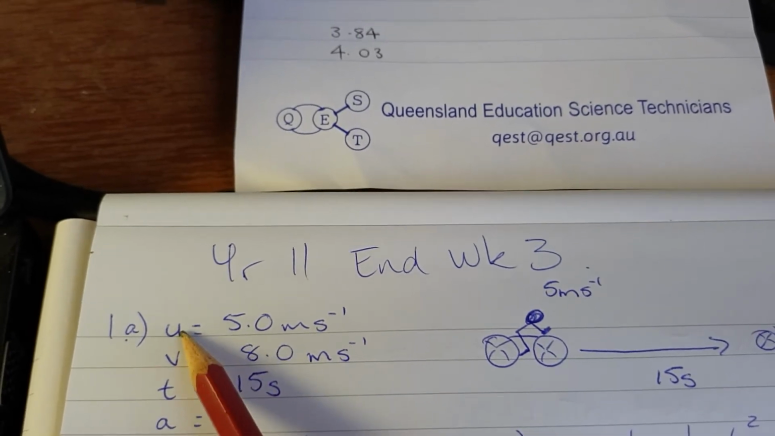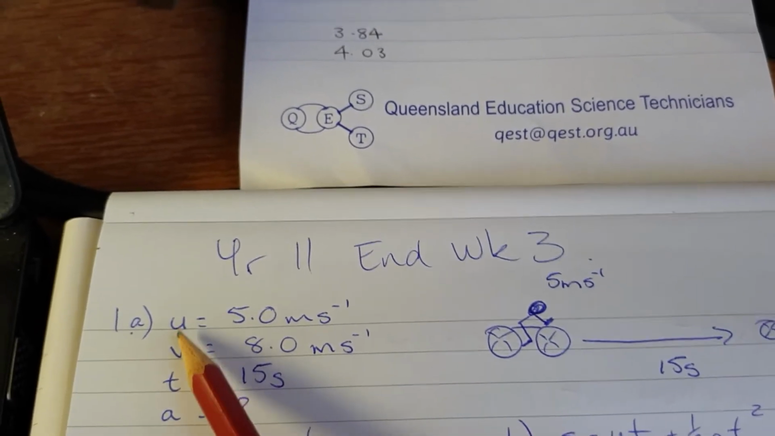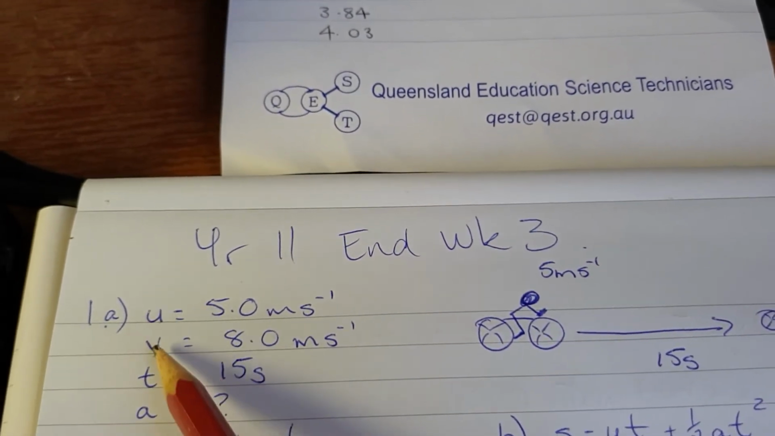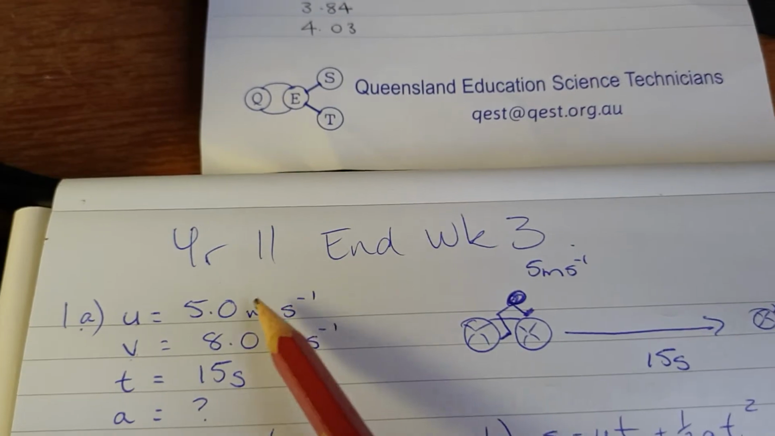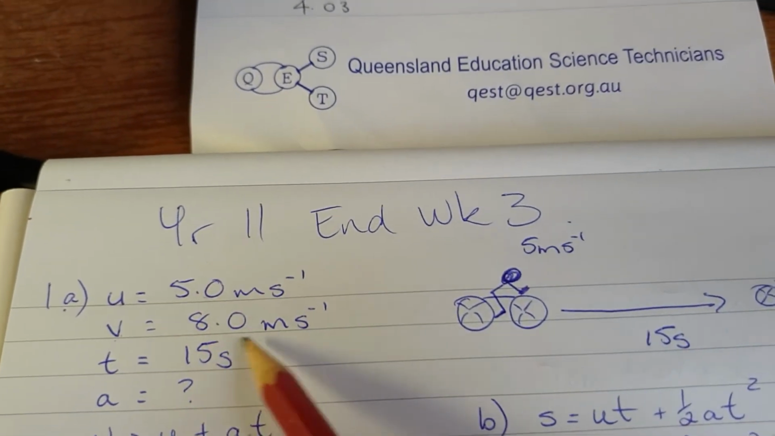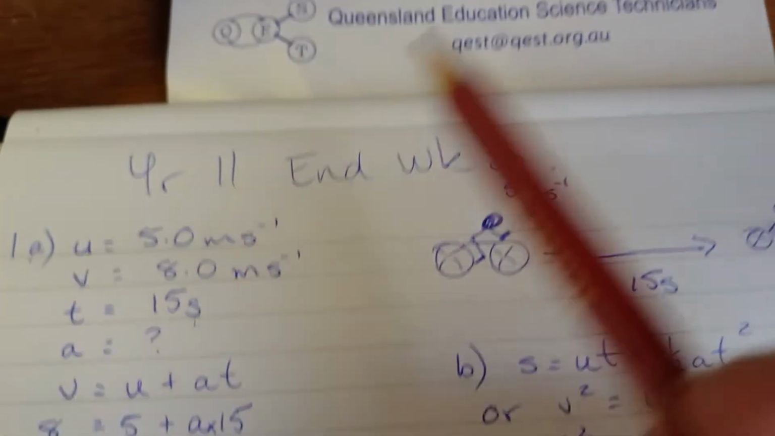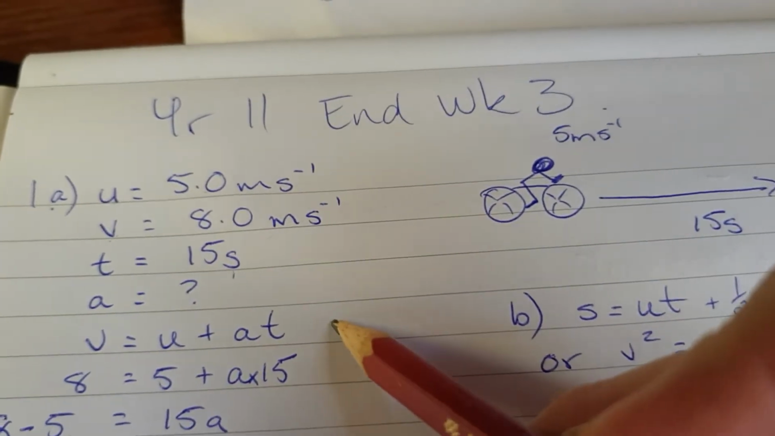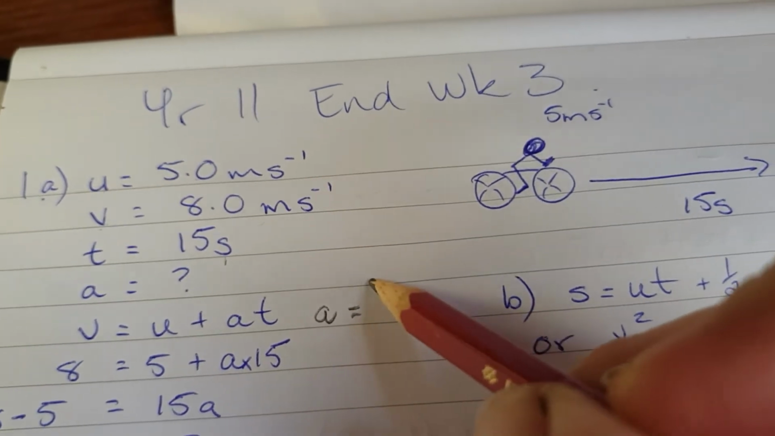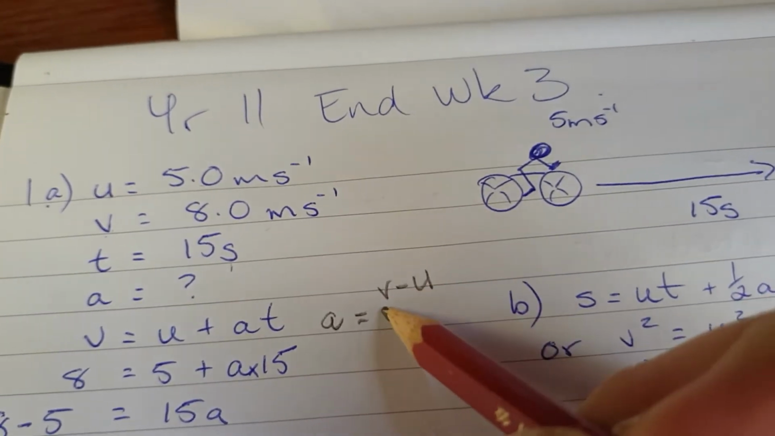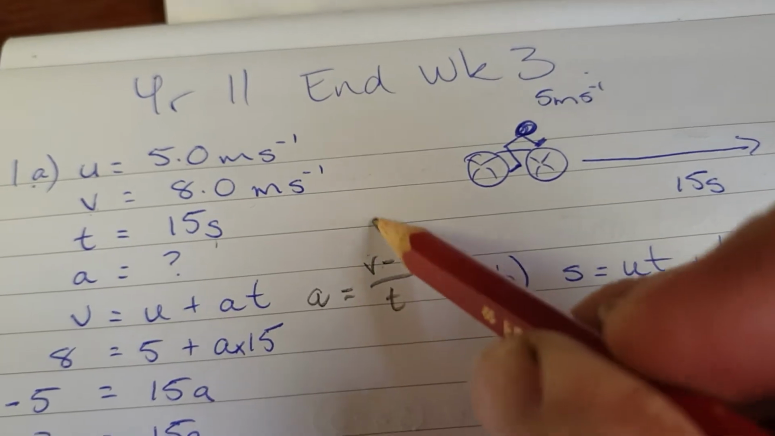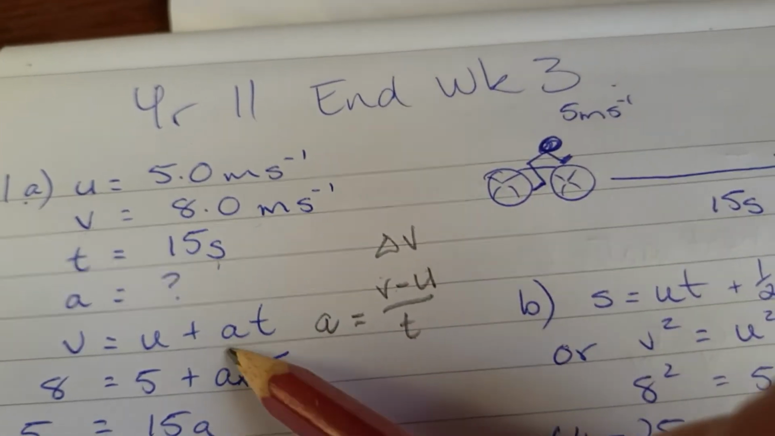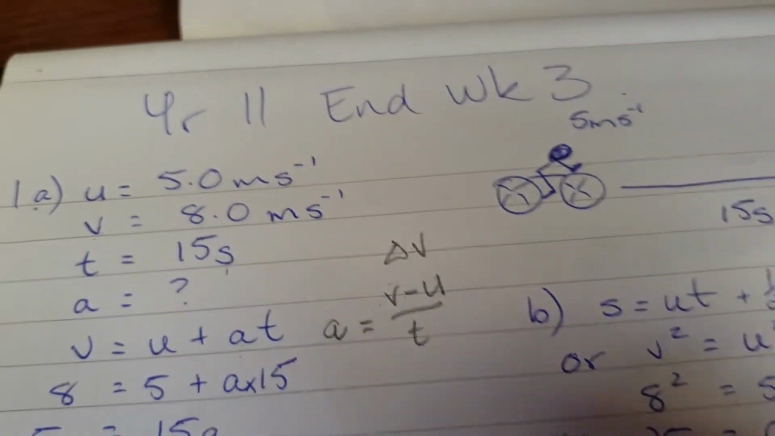Remember, u is your initial velocity. u comes before v in the alphabet. That's how I remember it. So it's initial velocity, that's final velocity. So he starts at 5, he goes to 8, it takes 15 seconds. What's the acceleration? v equals u plus at, or the other form of that is a equals v minus u over t, which is the change in velocity, really, delta v over t.